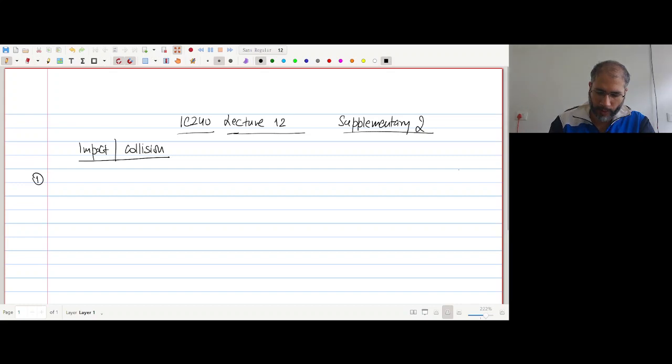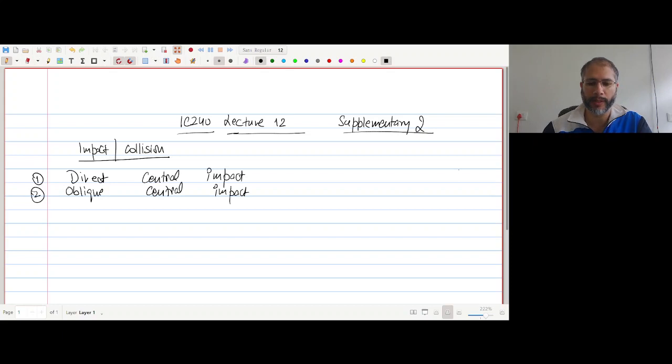So one's called direct central impact, and the other one is oblique central impact. So central is because the forces are from center to center.